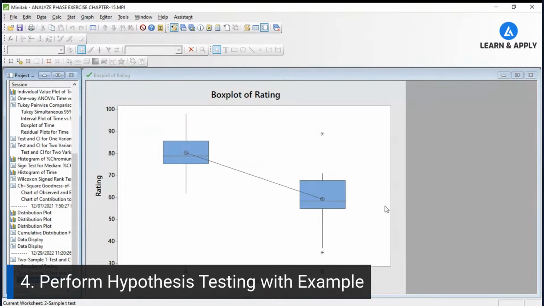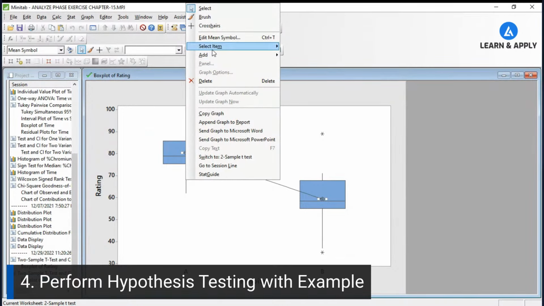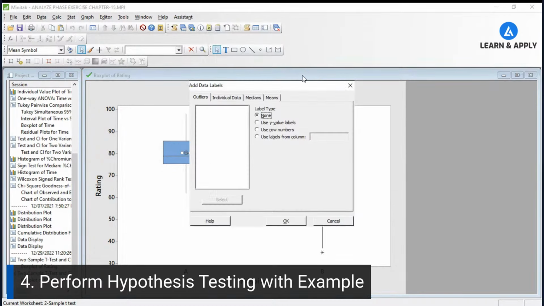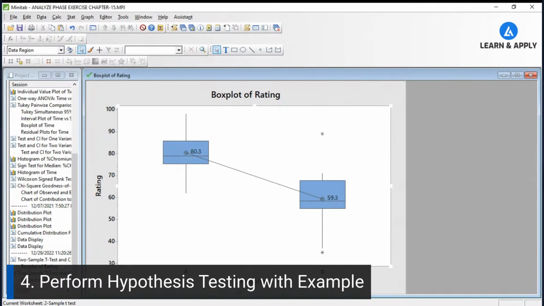We can also look at the box plot and see the rating for hospital A and hospital B. We can see the average rating here as well. The average rating for hospital A is 80.3 and for hospital B is 59.3. Also we can see the variance, and there is a star indicating outliers. So there is a huge variation in the hospital B rating as well, right? So we can draw the same conclusion by using Minitab as well.